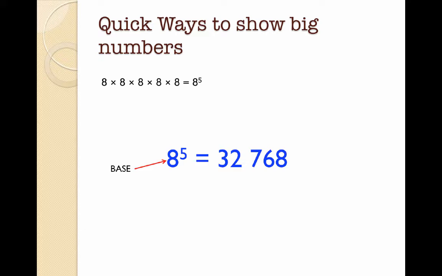The 8 we call the base. That is the number that we are multiplying by itself 5 times. This is not 8 times 5. This is 8 times 8, which is 64, times 8, times 8, times 8, and that's how you get up to 32,000. Now that 5 we call the index. There are other names for the index, like power or exponent if you really want to get fancy, but we're going to use these words to describe the number of times that we are multiplying the base by itself.